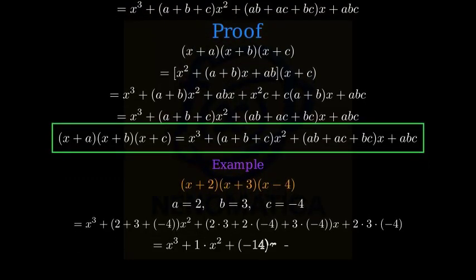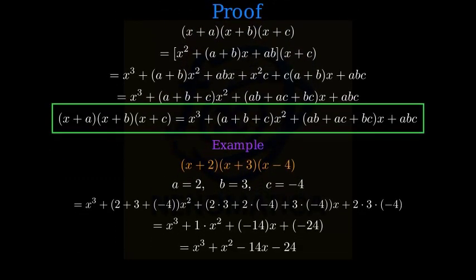Let's simplify. The coefficient of x squared is 2 plus 3 minus 4, which equals 1. The coefficient of x is 6 minus 8 minus 12, which equals negative 14. The constant term is 2 times 3 times negative 4, which equals negative 24.